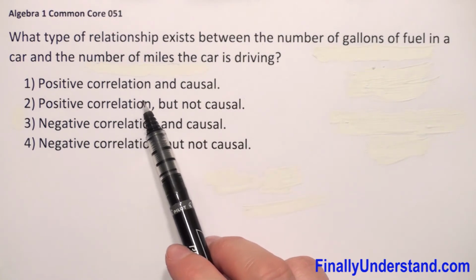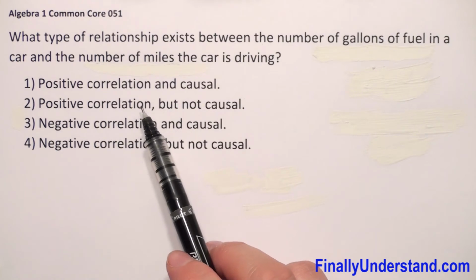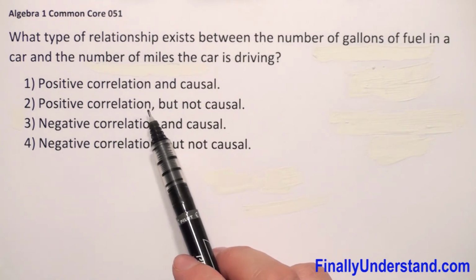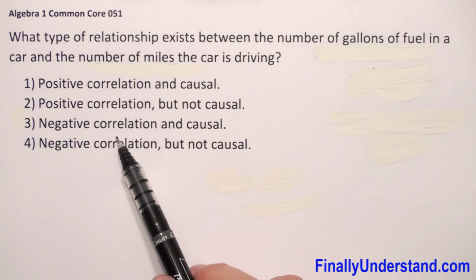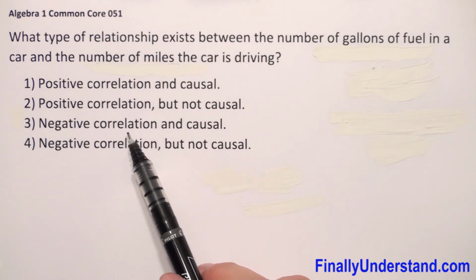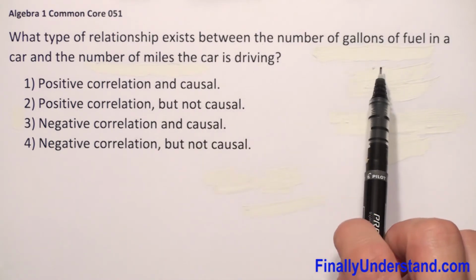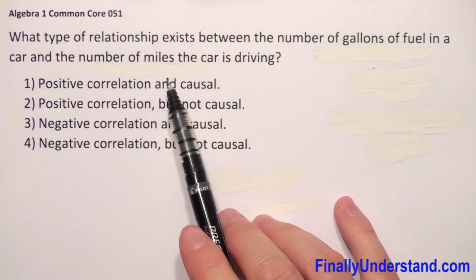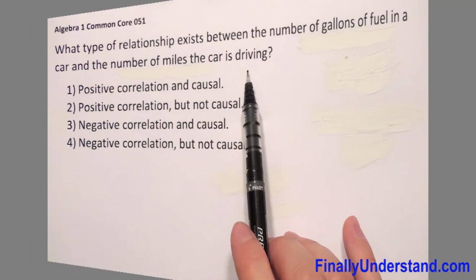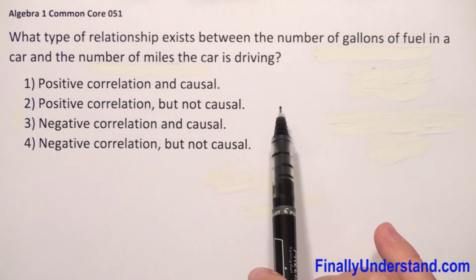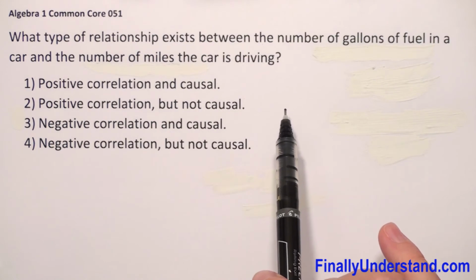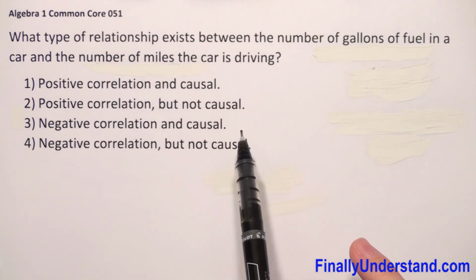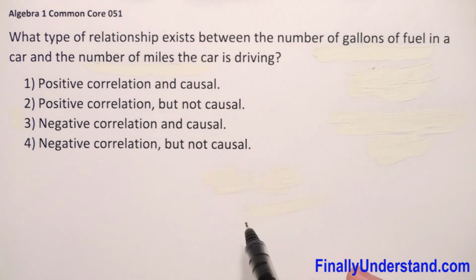We have positive correlation when both variables increase or both decrease. We have negative correlation when one variable increases and the other decreases. In this example, the first variable is the number of gallons of fuel and the second variable is the number of miles the car is driving. The more miles the car is driving, the more gallons of fuel the car uses. So this is positive correlation. Both variables increase.